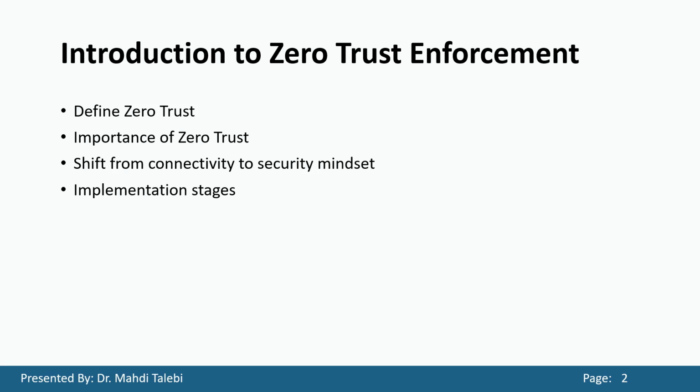As organizations shift their focus from connectivity to a security-oriented mindset, implementing Zero Trust becomes crucial in protecting sensitive information and operations. The implementation is a phased approach that requires detailed planning to address the unique needs of each phase, ensuring successful achievement of security goals.